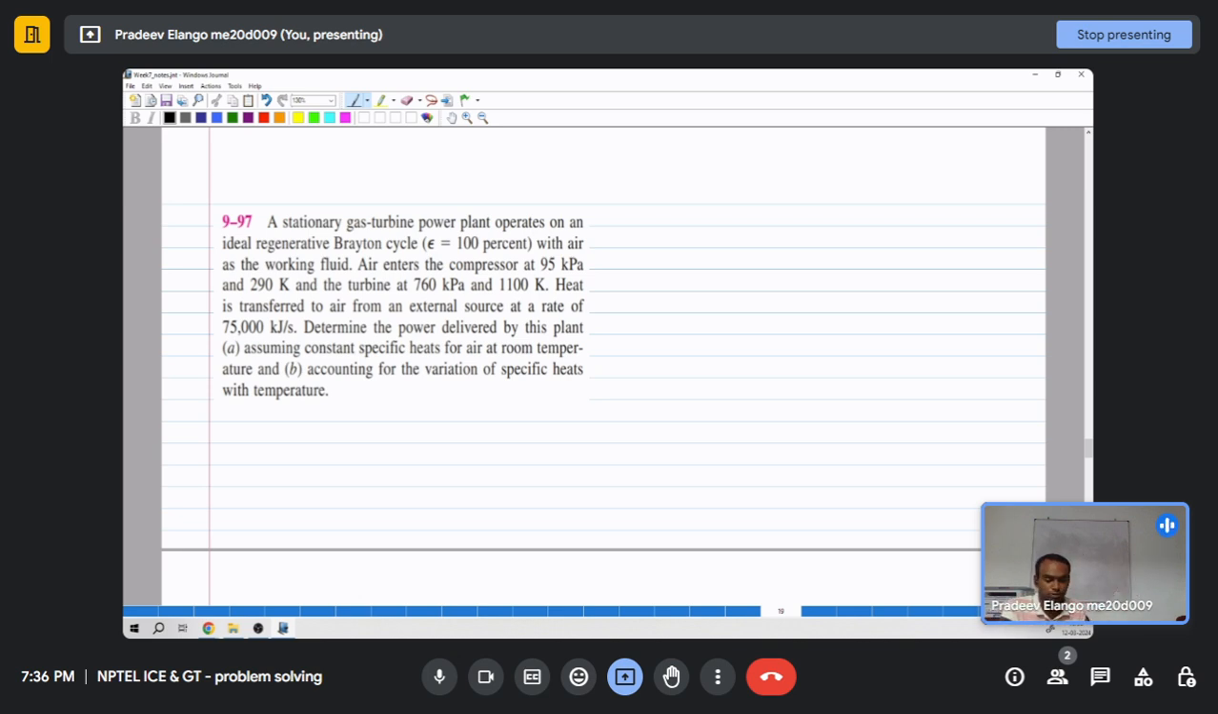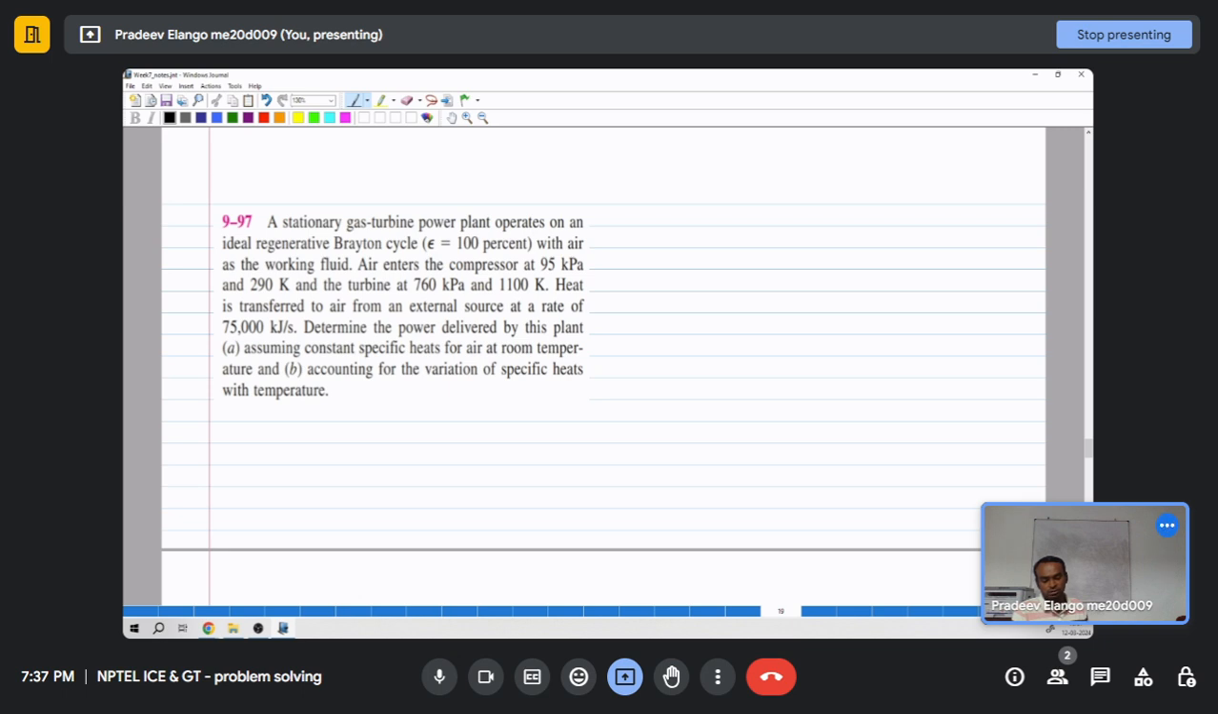In the next problem, we have a stationary gas turbine power plant which operates on an ideal regenerative Brayton cycle with air as the working fluid. Air enters the compressor at 95 kPa and 290 Kelvin, and the turbine at 760 kPa and 1100 Kelvin. Heat is transferred to air from an external source at a rate of 75,000 kJ per second. Determine the power delivered by this plant.